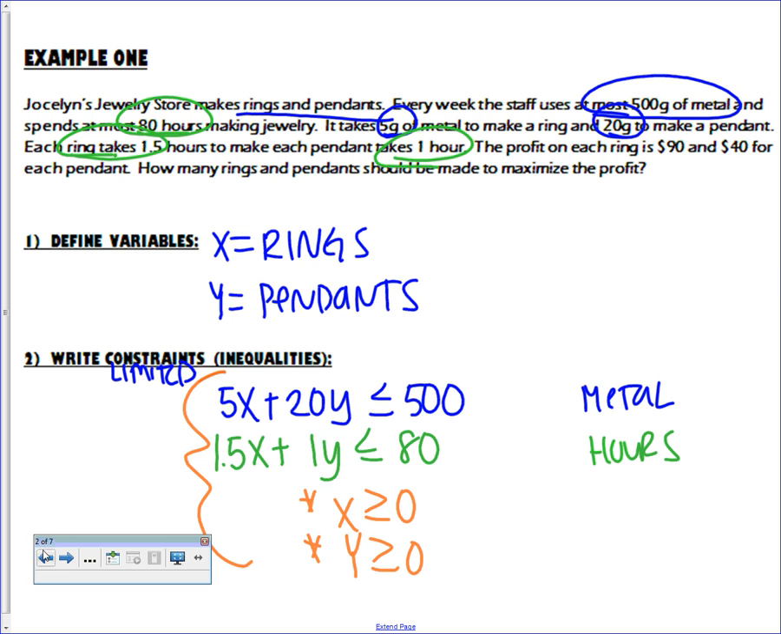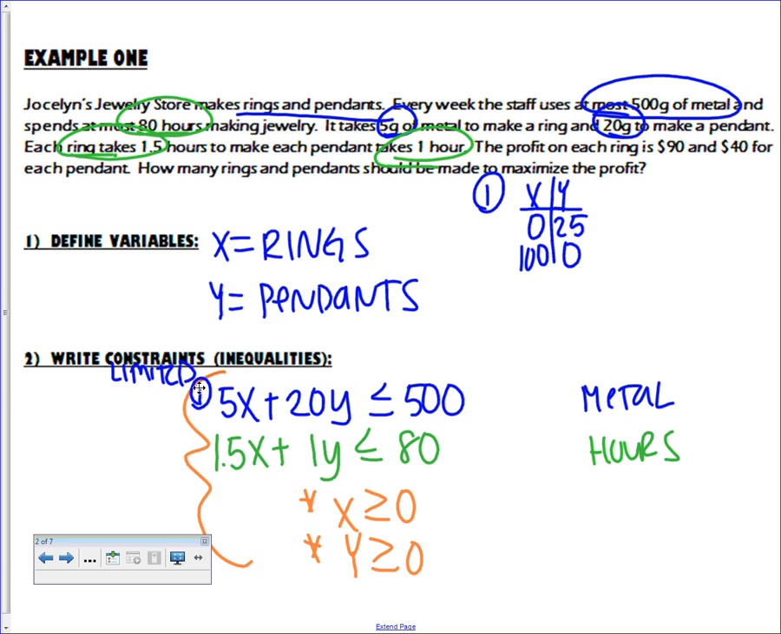Okay, and sometimes it's helpful because you guys probably aren't writing in colors. I'm going to label that first line my line number 1, and then my work to go with line number 1. So if I use an XY chart, if I don't make any rings, then I would have to make 25 pendants. And if I didn't make any pendants, then I would have to make 100 rings. So there's my first 2 kind of ordered pairs.